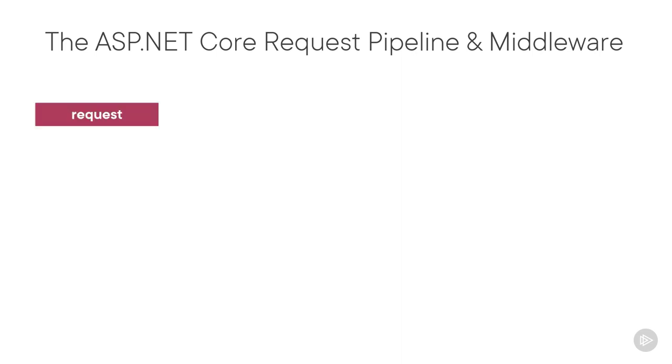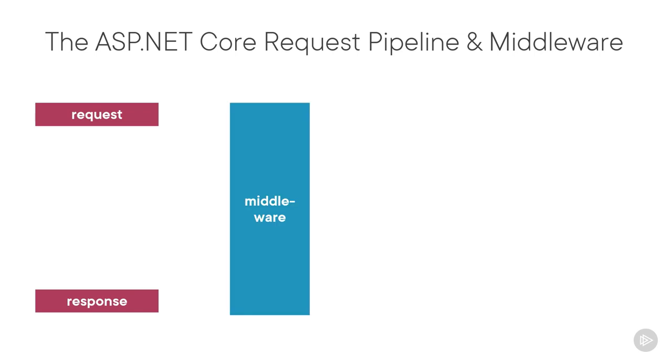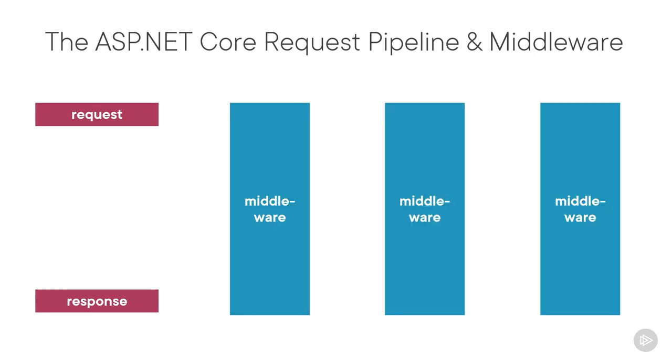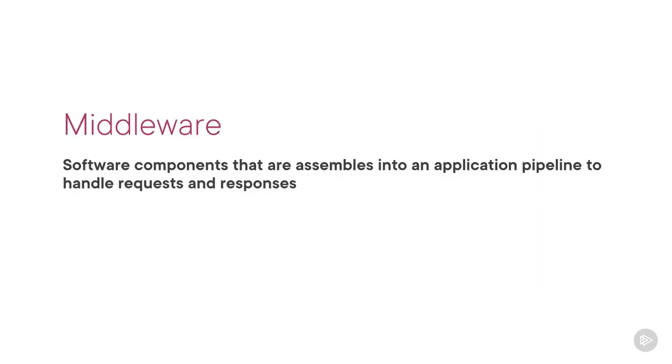Whenever an HTTP request comes in, something must handle that request, so it eventually results in an HTTP response. Those pieces of code that handle requests and result in responses make up the request pipeline. What we can do is configure that request pipeline by adding middleware, which are software components that are assembled into an application pipeline to handle requests and responses.